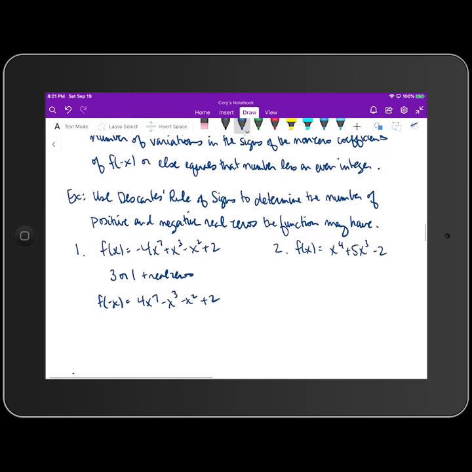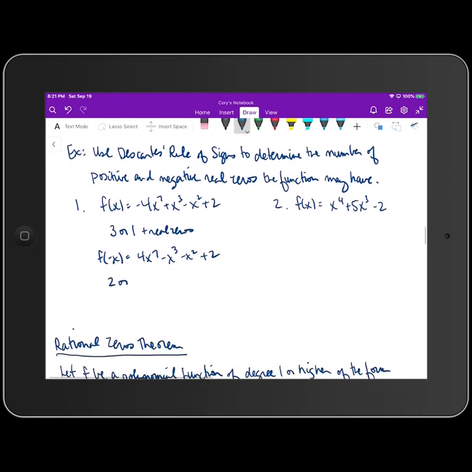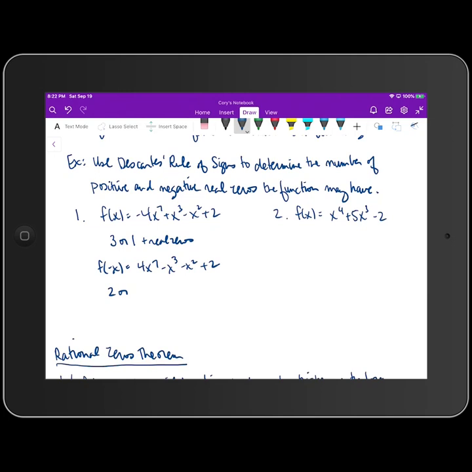And then we want to count sign variations of f of negative x to get the potential number of negative real zeros. So when we count sign variations, the first term is positive. The next term changes to negative, so that's one sign variation. The next term stays negative, that's still one sign variation. The last term changes to positive, so that's two sign variations, meaning there are 2 or that number less an even integer. So 2 minus 2 is 0. So there are 2 or 0 negative real zeros.